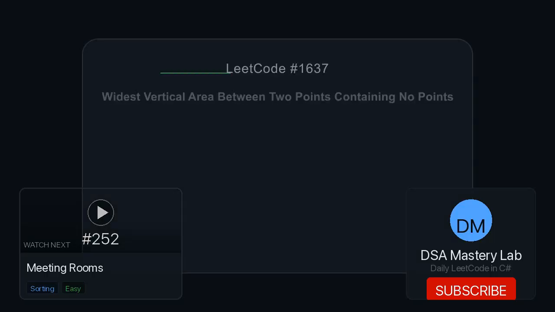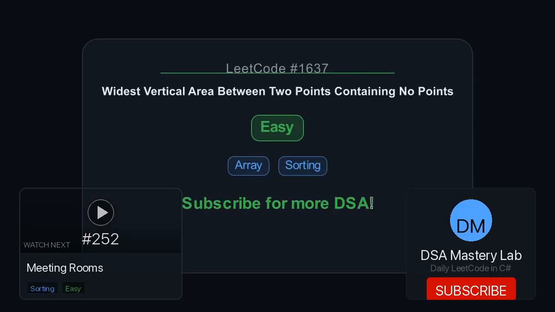This sorting trick is a fundamental pattern. Try the next problem involving coordinate geometry and see if sorting helps.